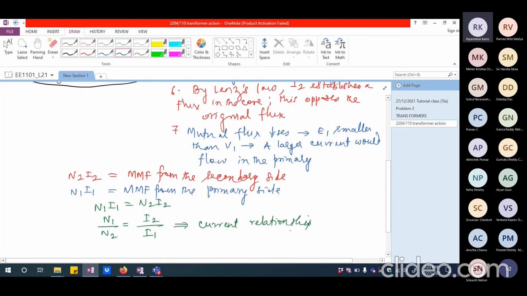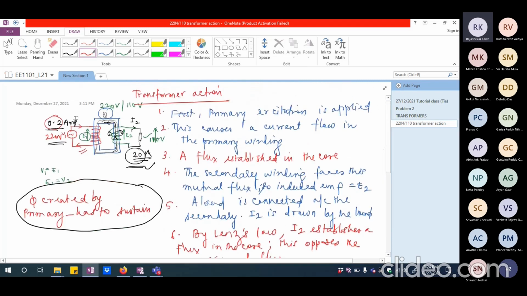Whereas if I try to look at the voltage relationship, that is directly from Faraday's law. There is no second thought about it. It is going to be essentially V1 by V2 equal to N1 by N2. This follows directly from Faraday's law, assuming that there is a common flux existing between the primary and secondary.